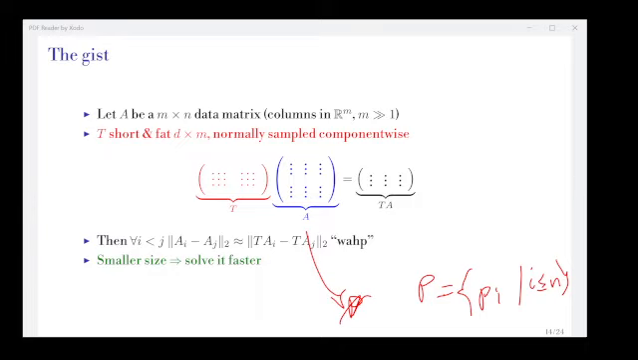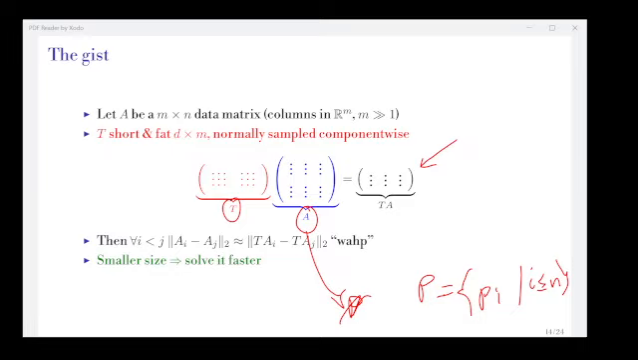And this matrix T that preconditions A is a shortened fat d times m normally sampled component-wise matrix, so that the end product T times A is such that every row is a random aggregation of all of the other rows.